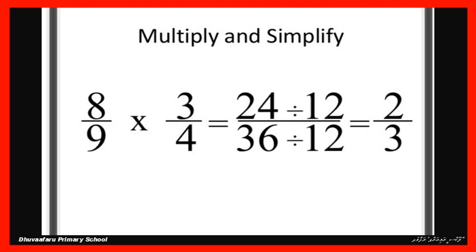8 by 9 times 3 by 4 gives 8 times 3 is 24. 9 times 4 is 36. So 24 by 36. We can divide it by 12. Multiples of 12. So the answer comes to 2 by 3.